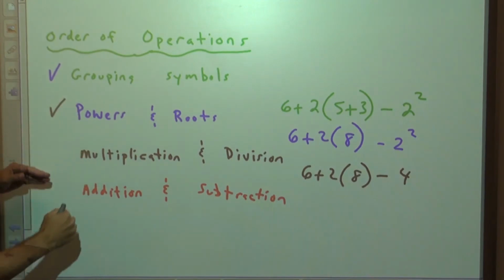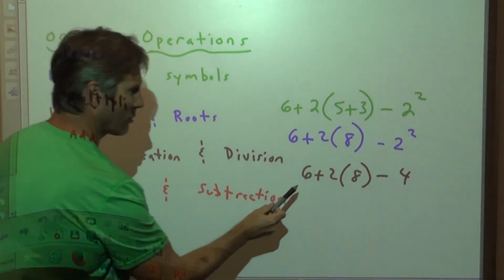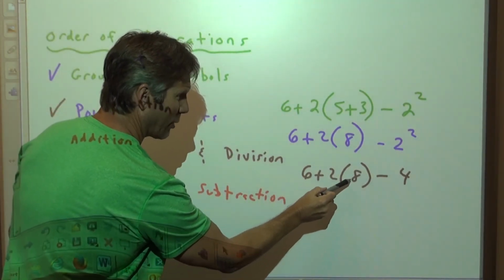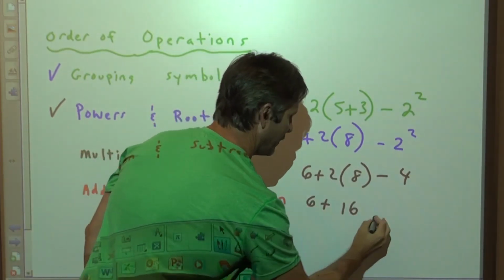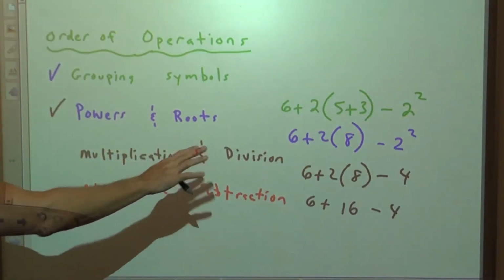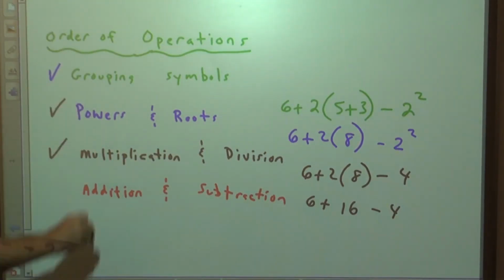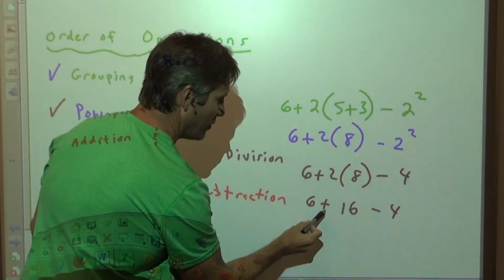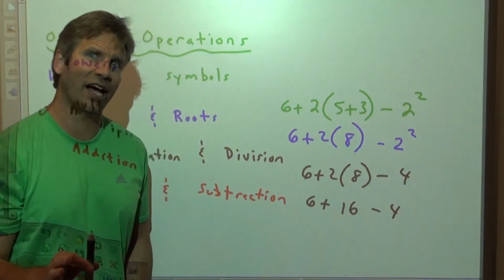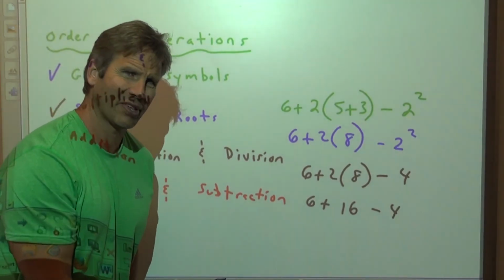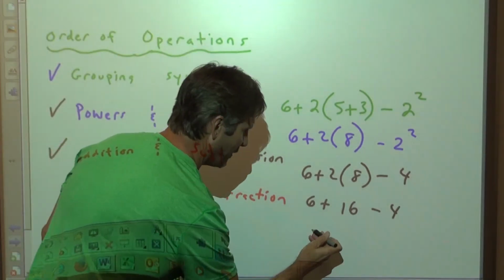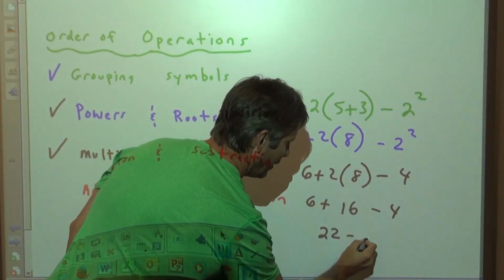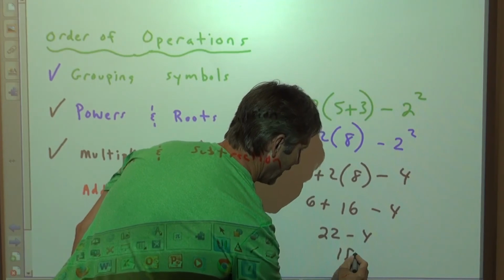Now we come down to this level, multiplication and division. There's only one multiplication going on. It's right here. It's 2 times 8, and that's 16. So we have 6 plus 16 minus 4. No more multiplication and division, so check that off. We're now down to the lowest level of addition and subtraction. There's addition here and subtraction here. That's a tie. They're both at the same level of sophistication. So now we work from left to right. So 6 plus 16 is 22. And then you got 22 minus 4, and that's 18.